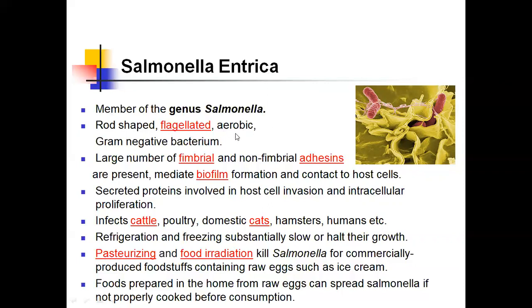As this is an aerobic bacteria, an oxygenated environment is very useful for its living. Lastly, this is a gram-negative bacteria. You know that gram-negative bacteria have a special feature. The external surface consists of a lipopolysaccharide layer, which is generally toxic in nature.